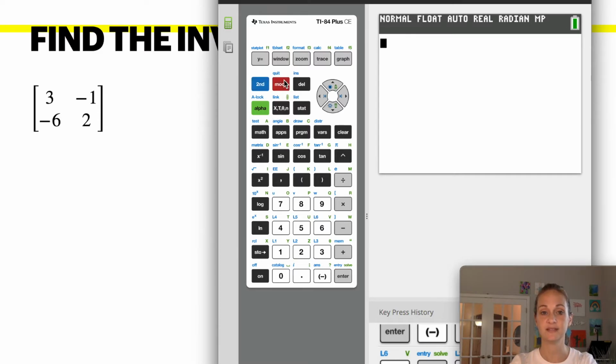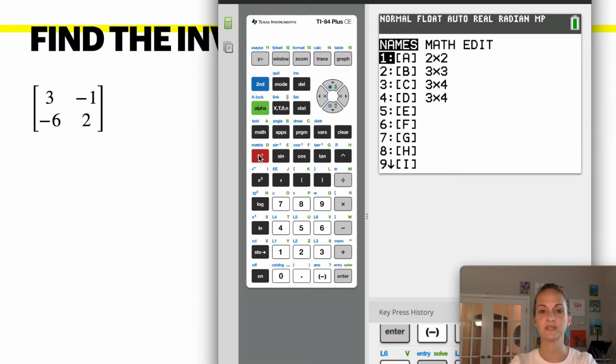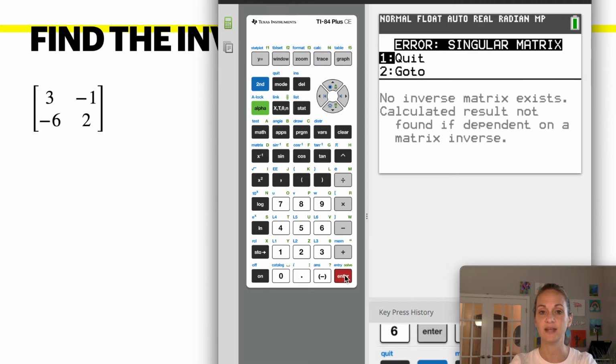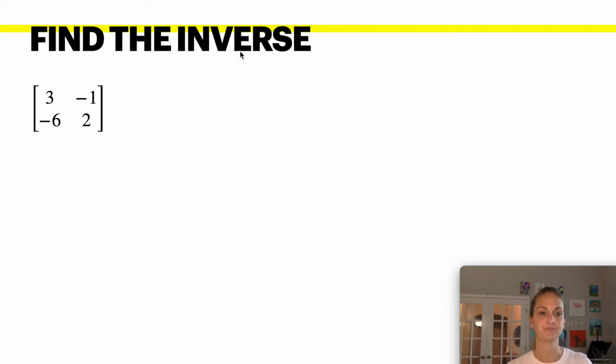And then quit. Go back into matrix and select the matrix that we used, that we edited. We're going to raise it to negative 1. However, we get an error here. And here is why an error actually happens.